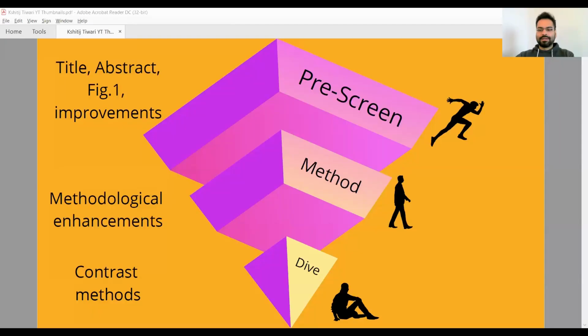So in today's video, we're going to be talking about the strategy that I follow for effectively screening through a lot of papers in a lot less time. So let me set up the screen sharing quickly. So in front of you, you see my three-step pyramid scheme that I follow for screening the papers. So stage number one, I call it pre-screen.